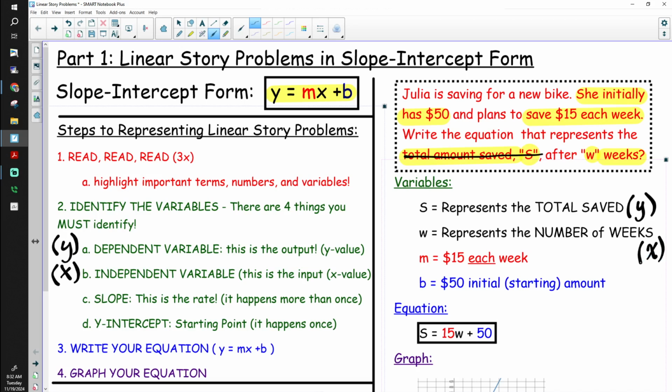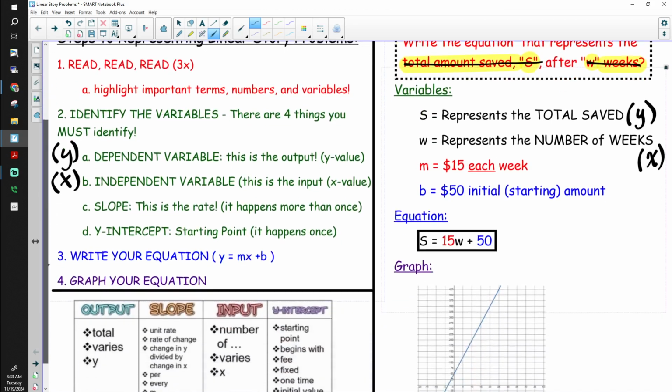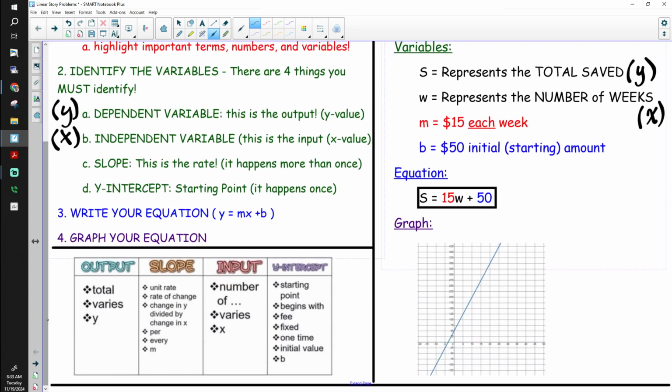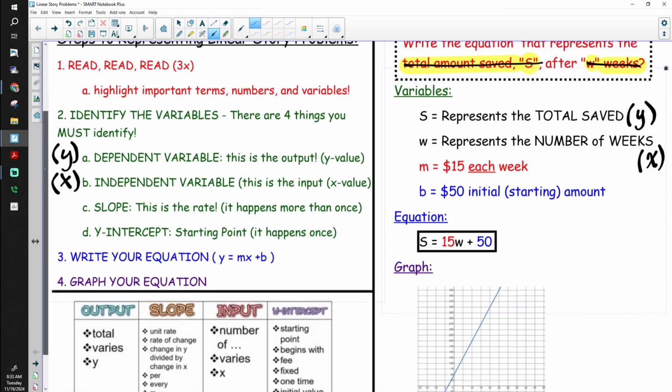And last but not least, we have our m and our b, our slope and our b. M is a rate, and there's always going to be a key word for rate. Down below, you'll see I have some key words written down. Slope, unit rate, rate of change, change in y, divided by, change in x, per, every, each. These are all words that tell us if a story problem has a slope.